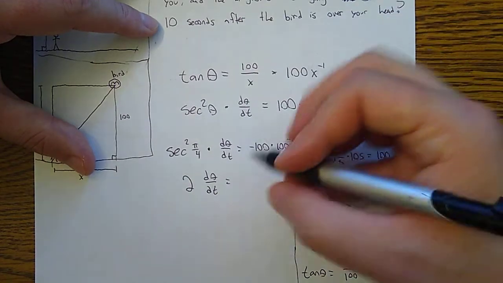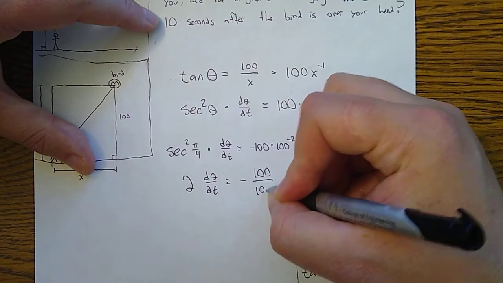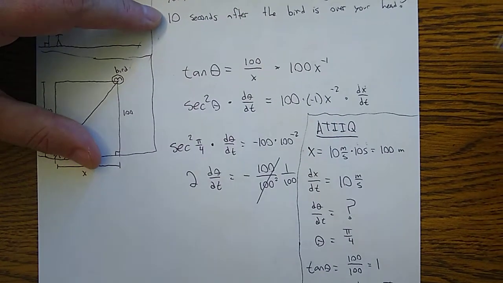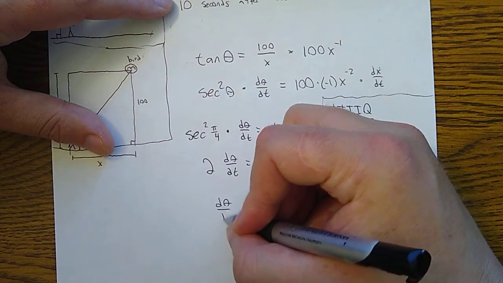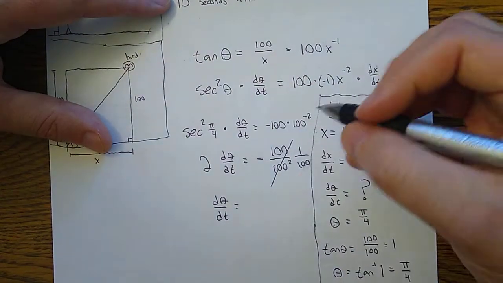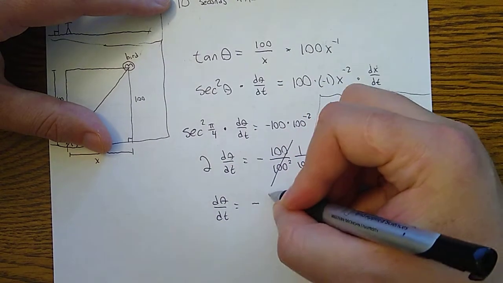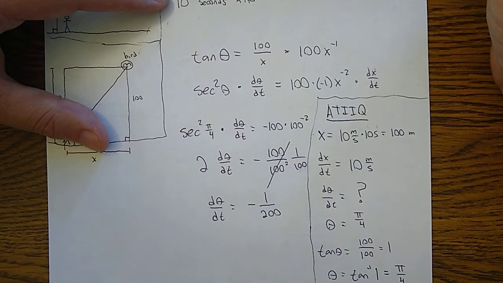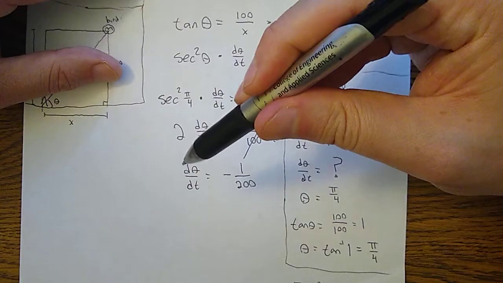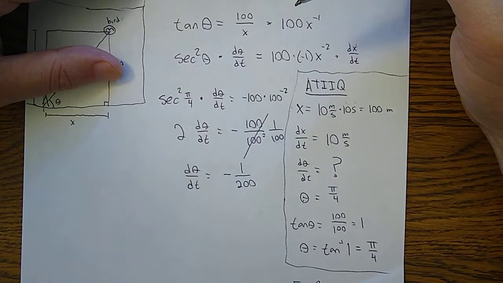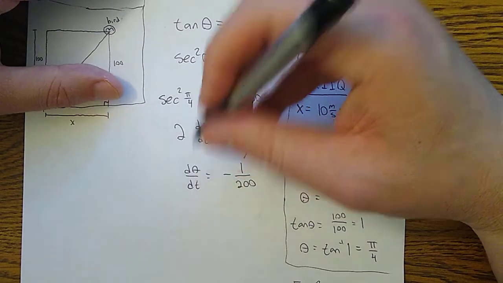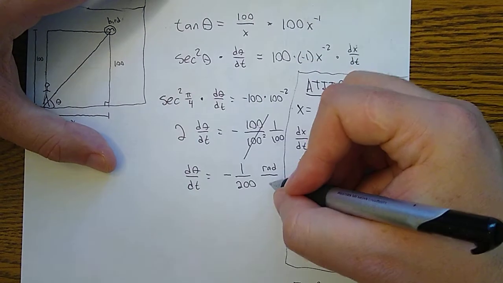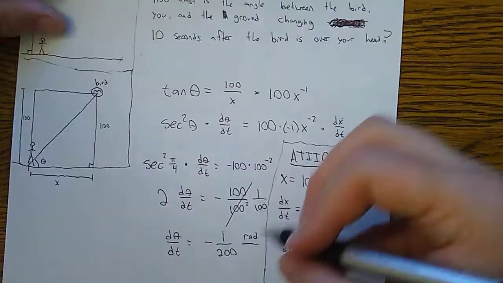Meanwhile, what is this? So this is 100 over 100 squared. So I can just call that 1 over 100. So then d theta over dt is, I would divide by 2, so I guess I would get negative 1 over 200. And what should the units be in? Well, it's the units of theta divided by the units of t. The units of theta, since we're doing calculus, are radians. The units of t are whatever it says, seconds.